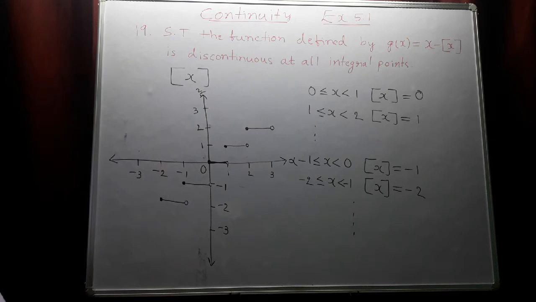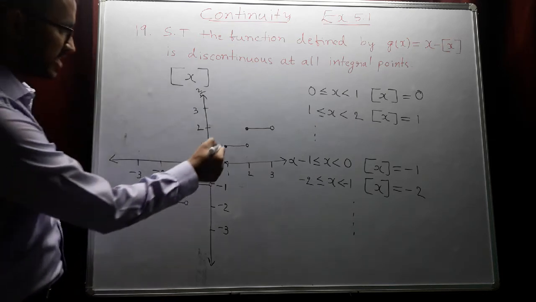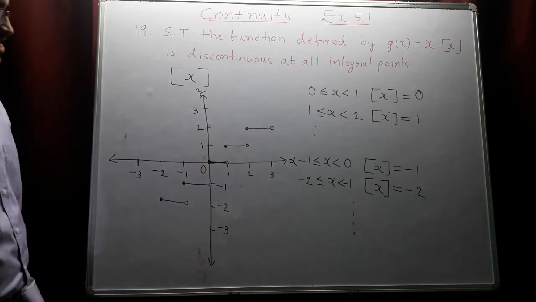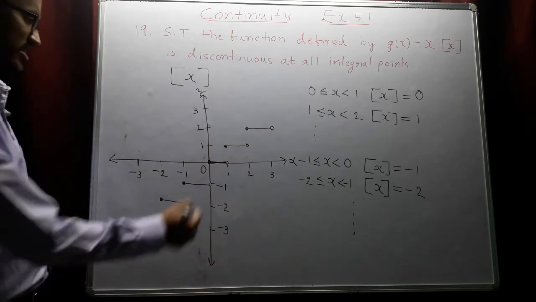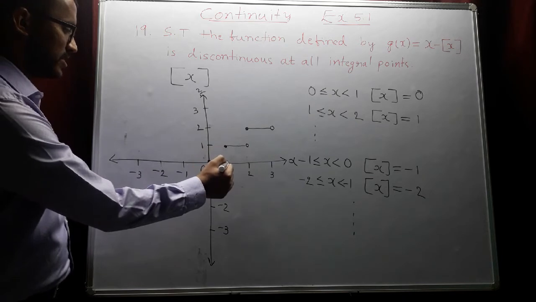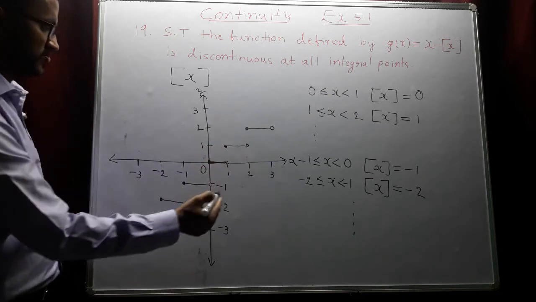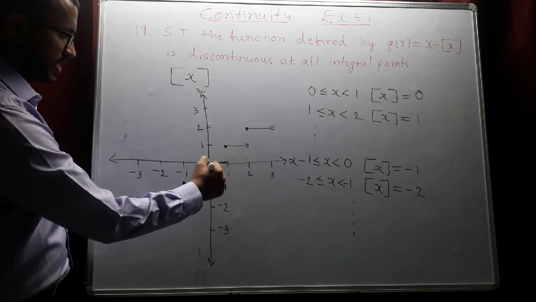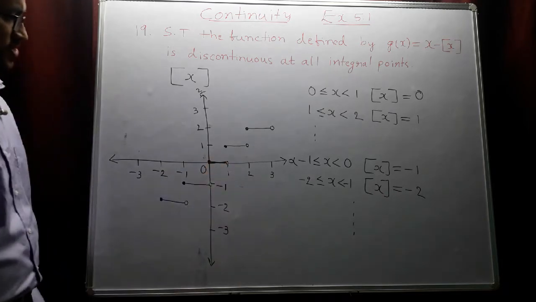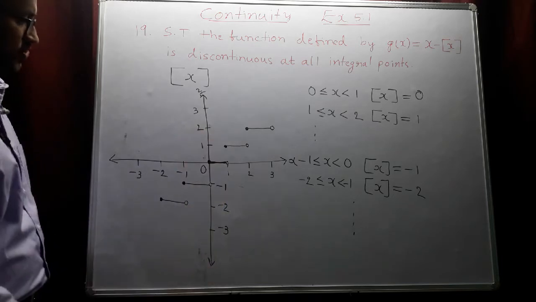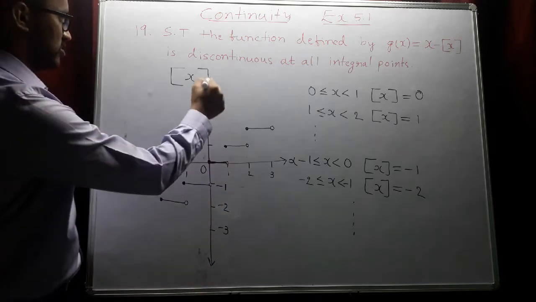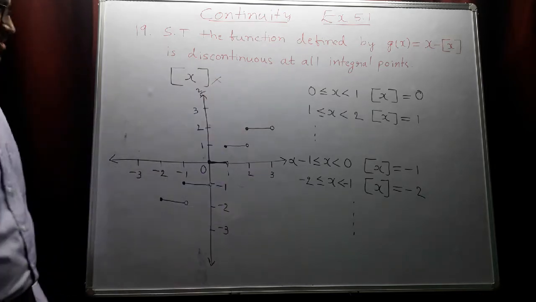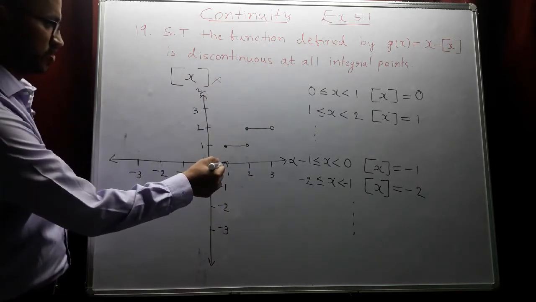Now if you see the graph, what happens at the integral points? The function is not continuous. There is a break at the integral points, so we cannot draw the graph without lifting the pen at the integral points. So the function is discontinuous at the integral points. This function is not continuous at the integral points.